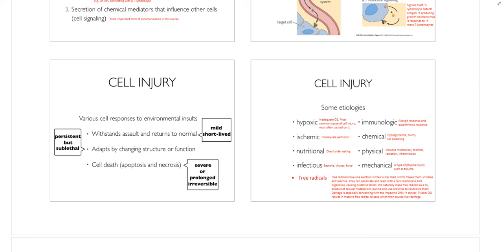We naturally will make free radicals, and that's a byproduct of cellular metabolism. We make those little oxygen molecules as part of creating ATP, but we normally use enzymes to help to neutralize them. The damage is especially concerning with the impact to DNA, since that's a risk factor for leading to cancer. An example of free radicals in the body would be, unnaturally, a Tylenol overdose. So that's going to result in a massive free radical release, which then causes long-term liver damage.